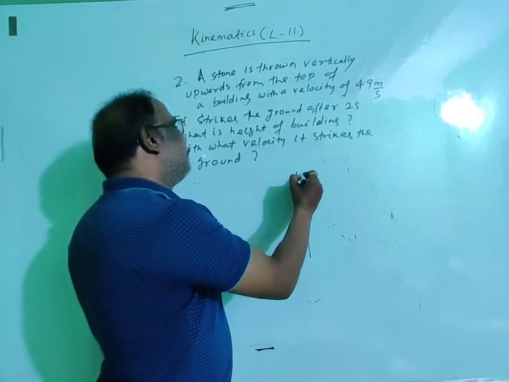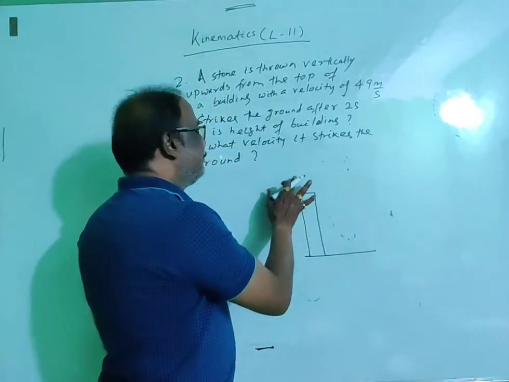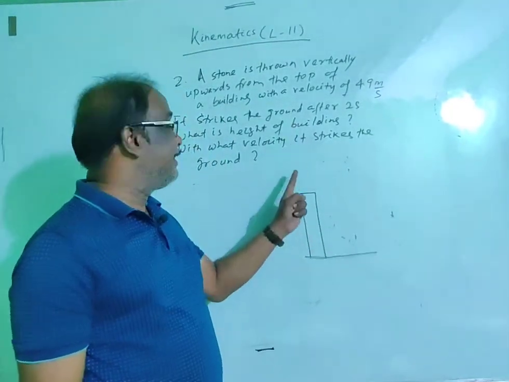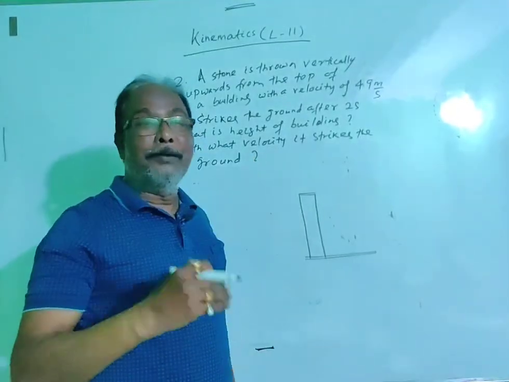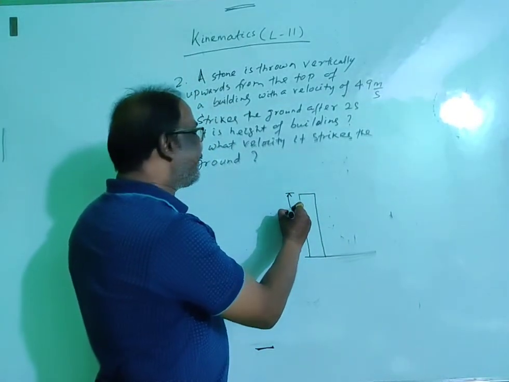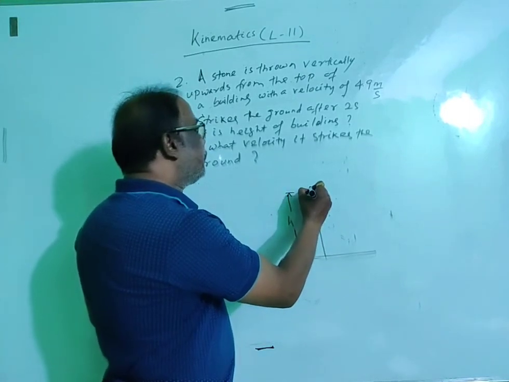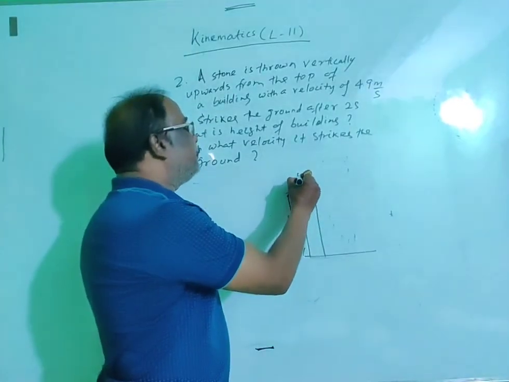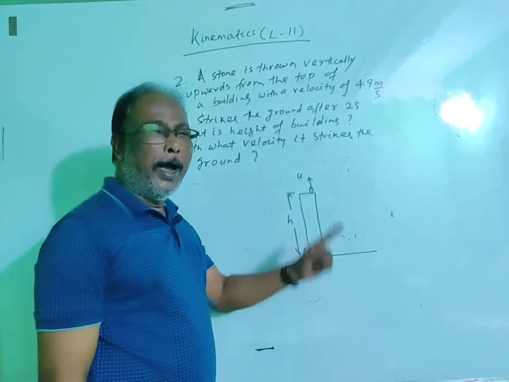This is a building, not so tall, because space is opposed to raising the building to some more stories. This is the height of the building, this height is H. A ball is thrown from the top of the building, with a velocity U in the upward direction. Okay?